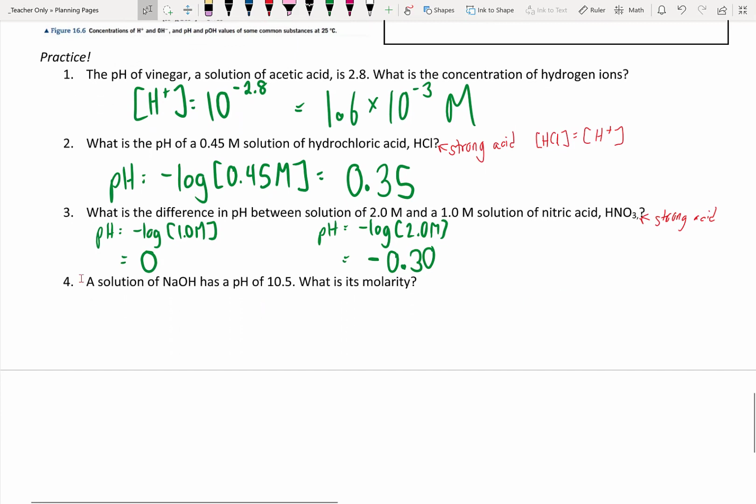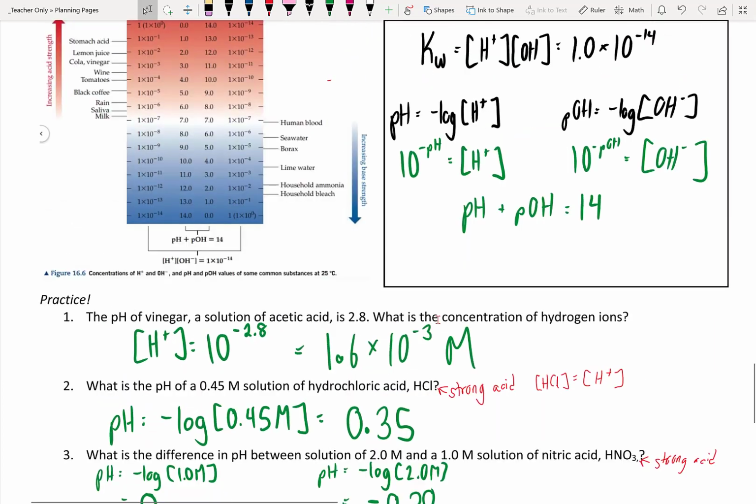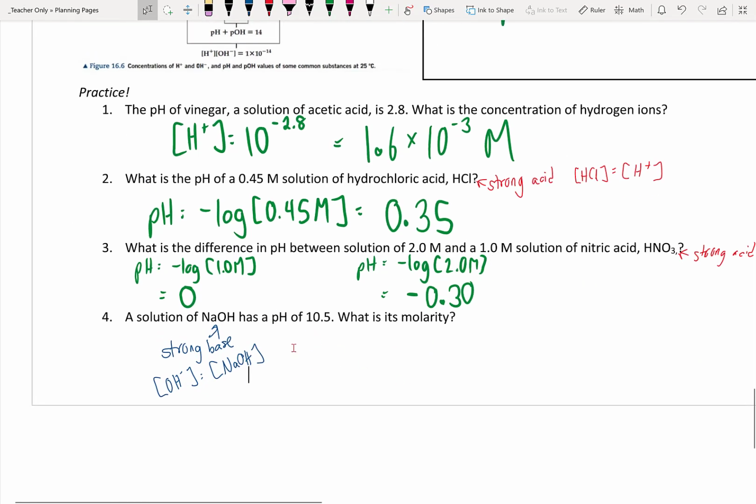Now, a solution of NaOH has a pH of 10.5. What is its molarity? Okay, here's where we've got to start using some relationships. NaOH, that is an alkali metal and OH, so this is going to be a strong base. So the concentration of OH minus will equal the concentration of NaOH. And there's a couple different ways we could find that. We could find our concentration of H plus from the pH and use this relationship, or we can do 14 minus to find the pOH and do it that way. And I think that's a little easier, so I'm going to do it that way.